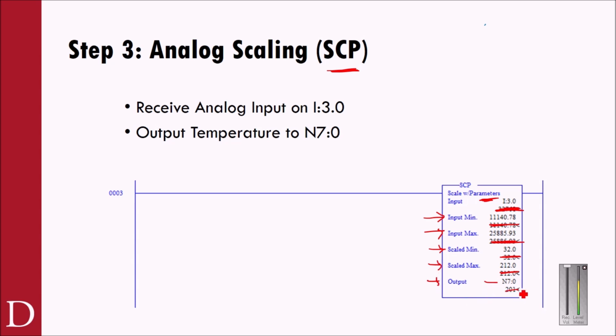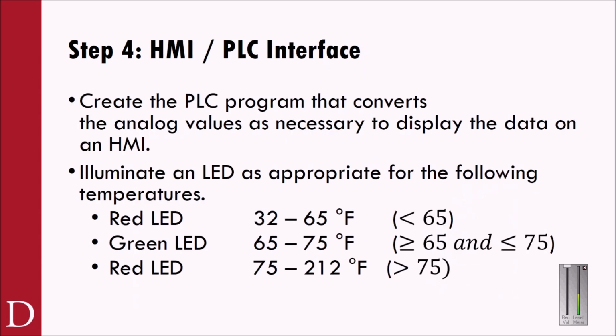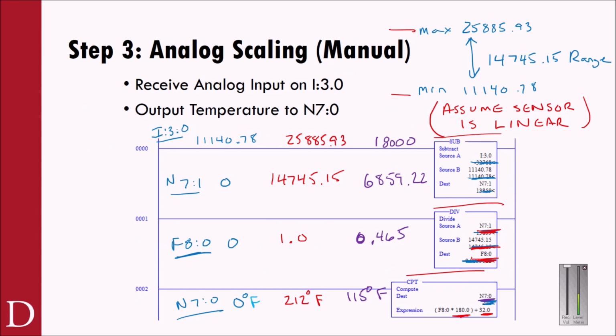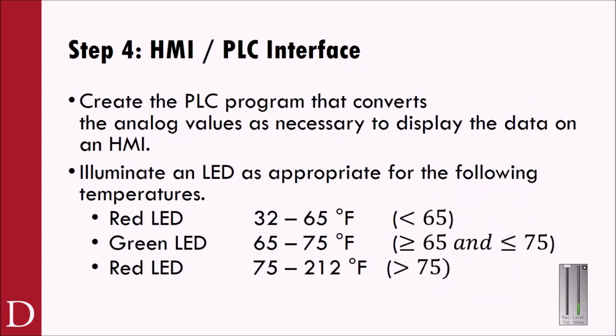And so you can see how the scale with parameters is much simpler and easier to use than what we had previously tried to do. So it's going to be a lot simpler to look at on this one. All right. And so then step 4, so we've gone through step 3 the hard way, step 3 the easy way. Step 4 would be then, okay, now I've got this HMI that I want to display some values for, right? So I want to say, okay, well, create a PLC program that converts the analog values as necessary to display the data on the HMI.